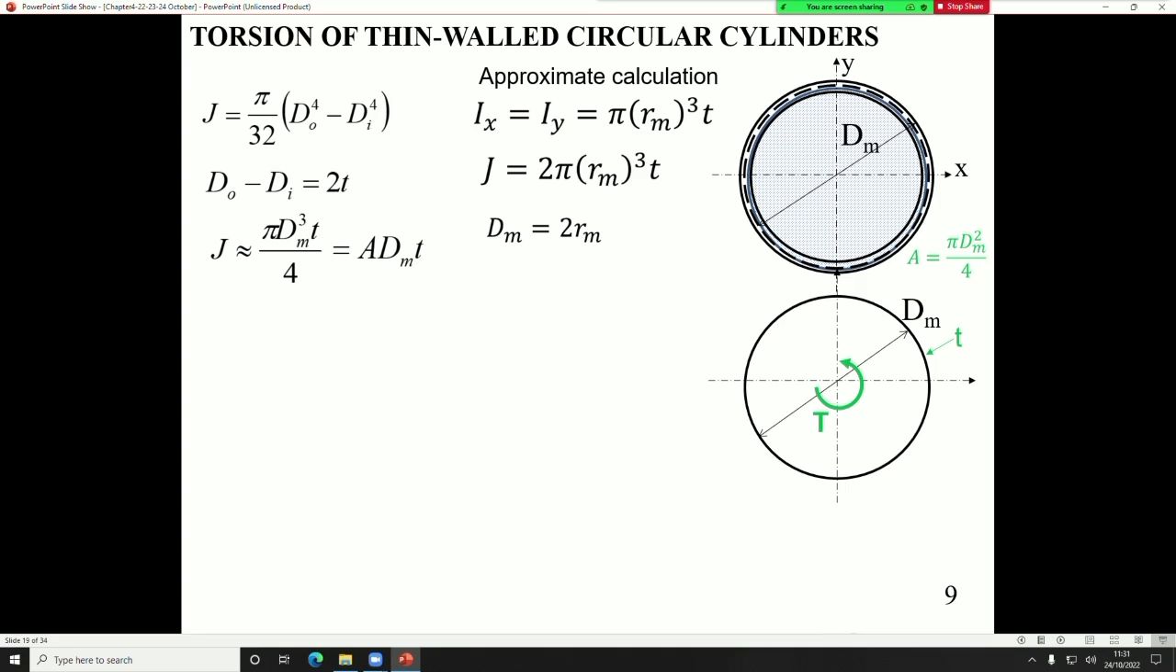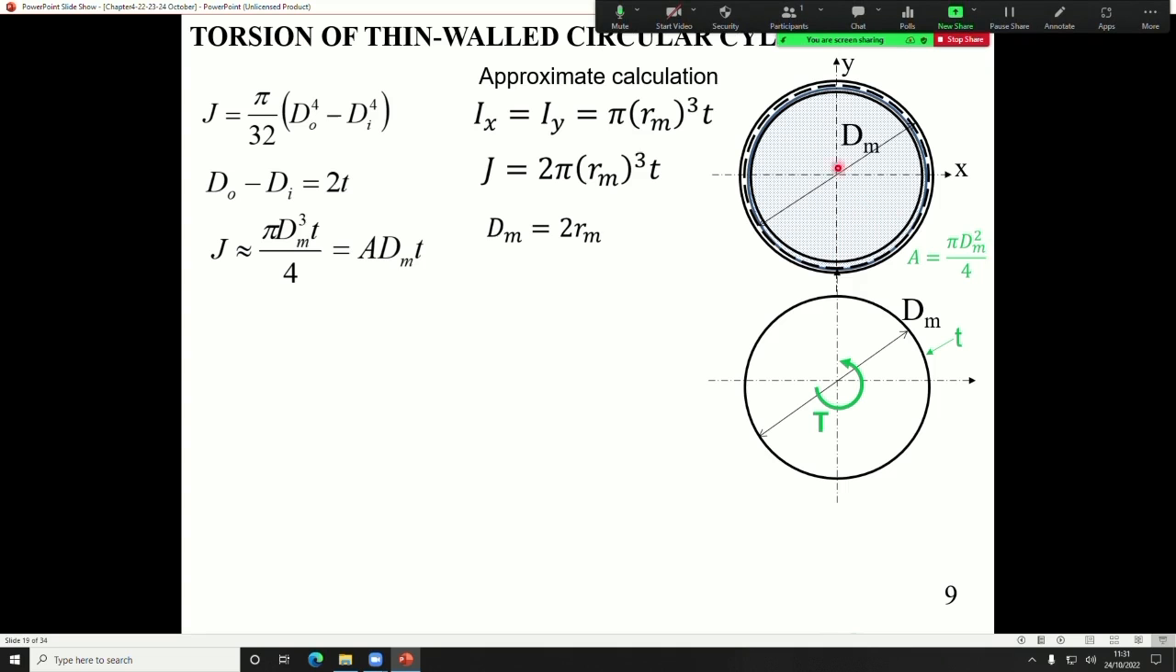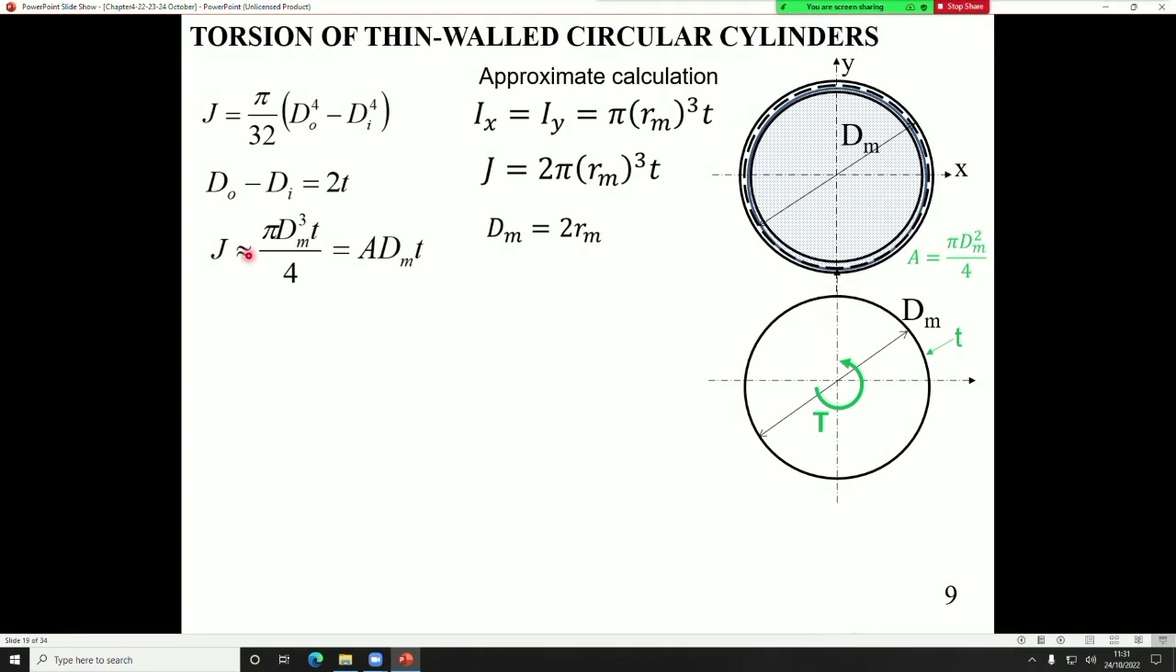A common mistake among you in exam. Here A is not the cross-sectional area. A is the area enclosed by the perimeter. This section is hollow. There is no material here. But based on this thin-walled theory, we said that J approximately is equal to the area enclosed by the perimeter multiplied by the diameter of the tube multiplied by the thickness. So this is the third time I'm repeating this definition. A is the area enclosed by the perimeter. The cross-sectional area is this area.